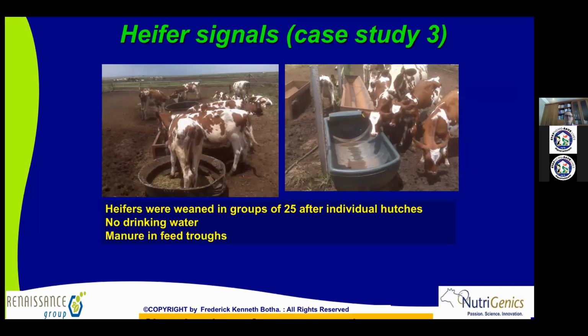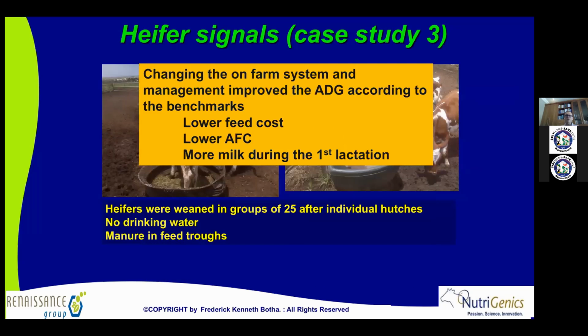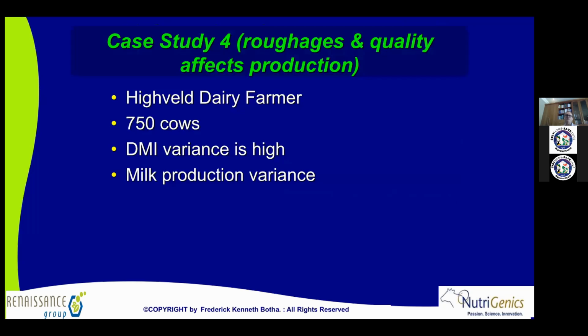So we changed everything. And after that, we did see a significant increase in their daily gains without changing their feed components a lot. So that decreased our feed costs at our age of first calving, as well as an improvement of well over 200 liters of milk in their first lactation when we followed those animals. So it's just seeing the signals on farm level and changing what we see there.